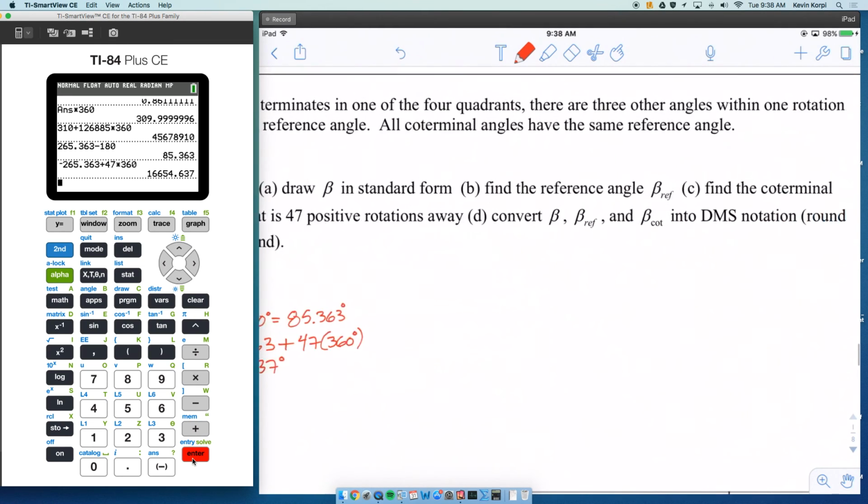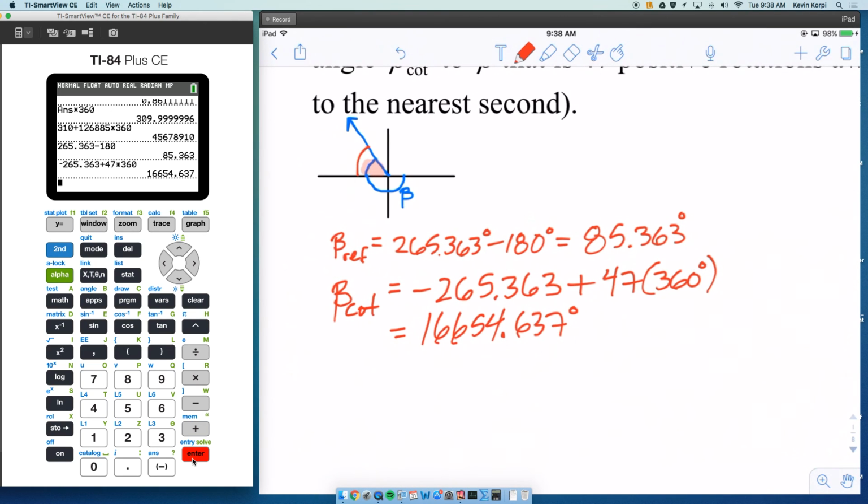And then it says convert all of them to DMS notation. I'm not going to do all of them because it's real easy now. But I have my angle right here, so all I have to do is hit second negative, which recalls the answer, and then go to my angle menu, which is second apps, and go down to number 4 and hit enter. And I'm permitting you to do that now. So you'd have 16,654 degrees, 38 minutes, and then 13.2 seconds.